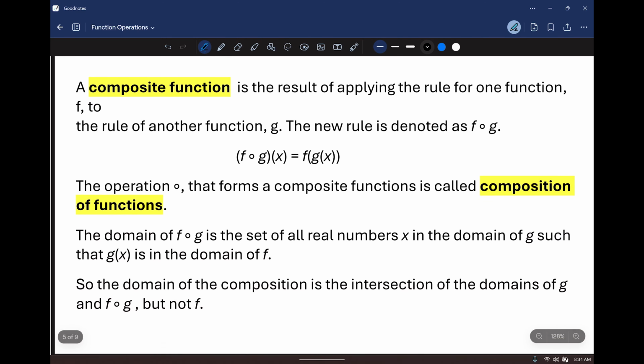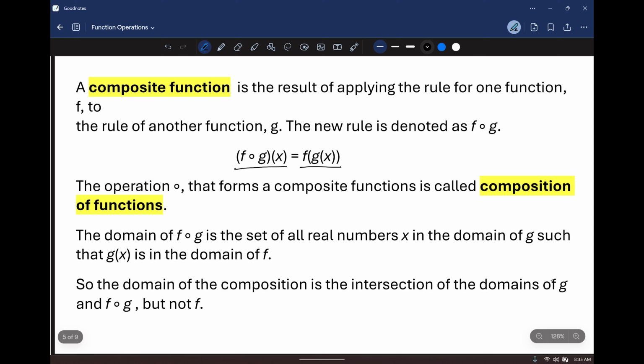So a composite function is the result of applying the rule for one function, f, to the rule of another function, g. The new rule is denoted as f of g. Now, these are the same thing. That looks like the word fog. It's not. It looks like a little degree symbol kind of thing, but it's not up in the exponent area. So both of these are exactly the same. The operation, the degree symbol, that forms a composite function is called composition of functions.